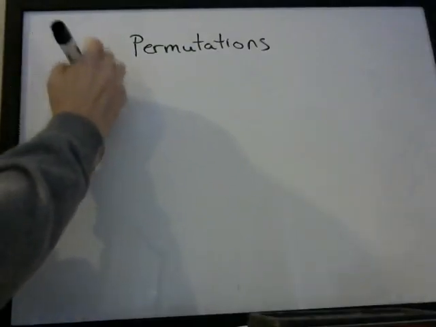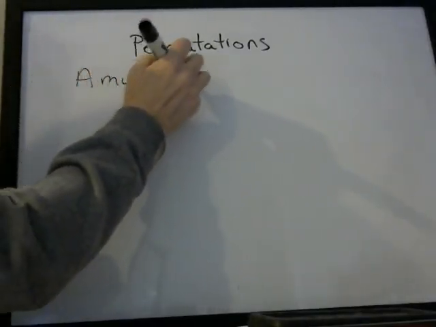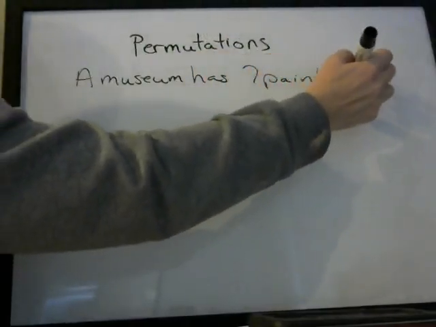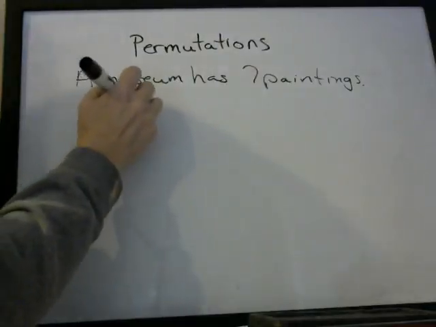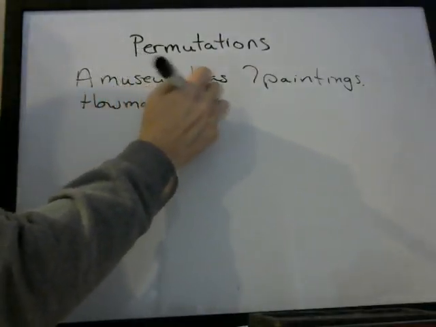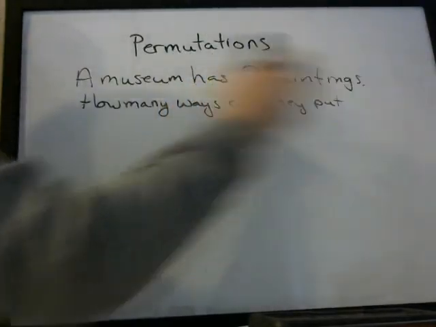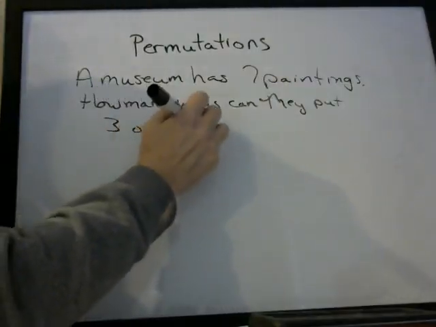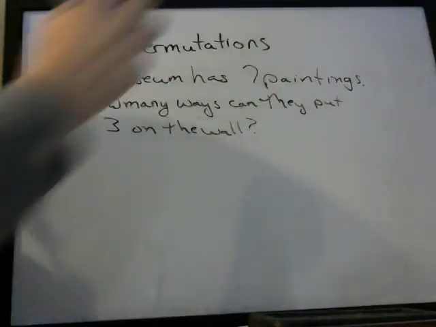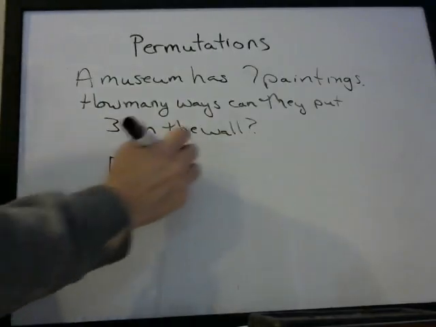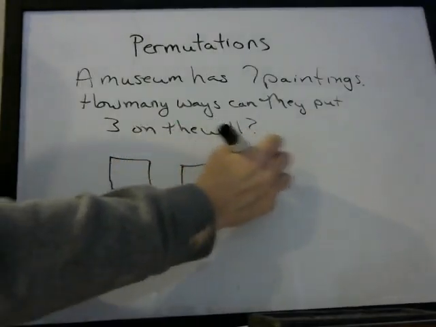So let's say a museum has 7 paintings. How many ways can they put 3 of them on the wall? So they have 7 paintings, and they want to hang 3 of them. So here's your first painting, here's your second painting, here's your third painting.